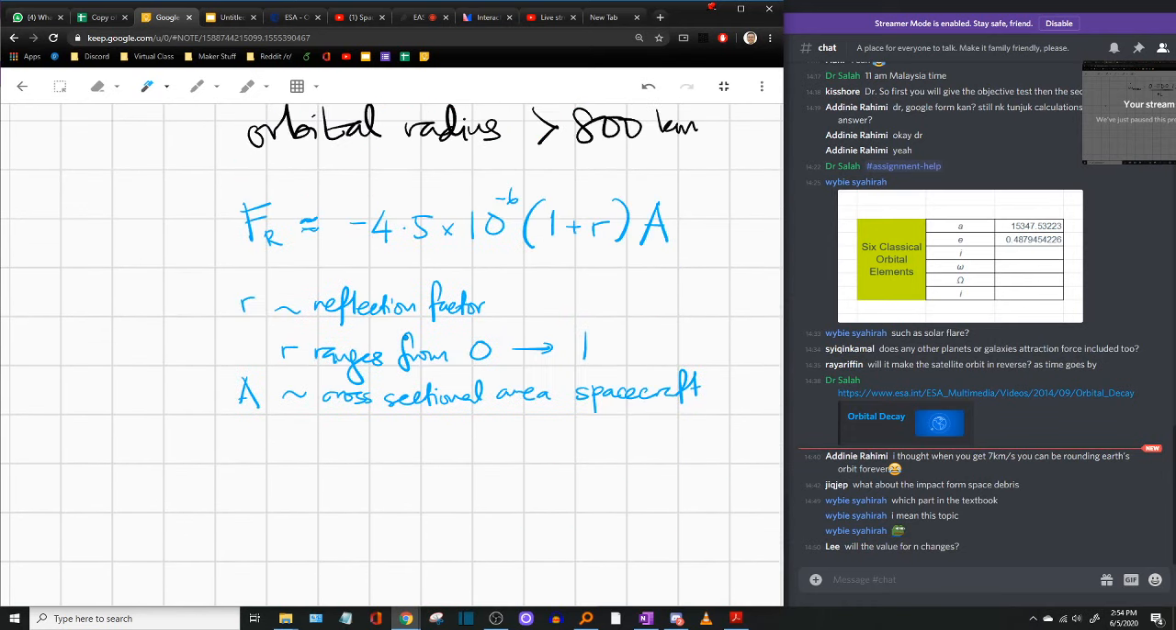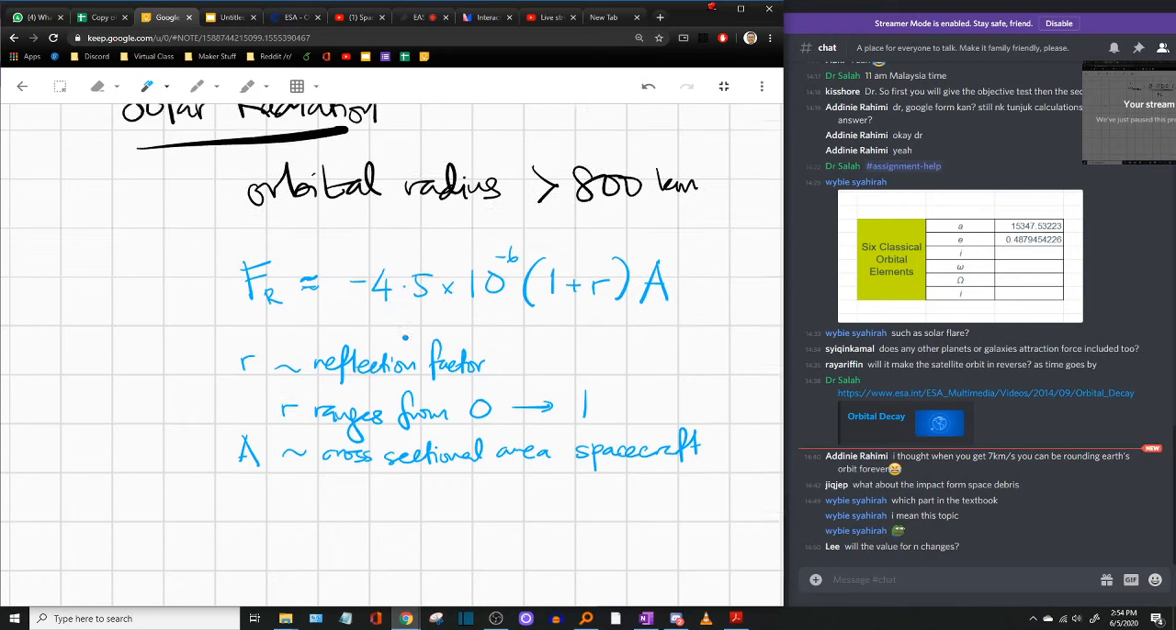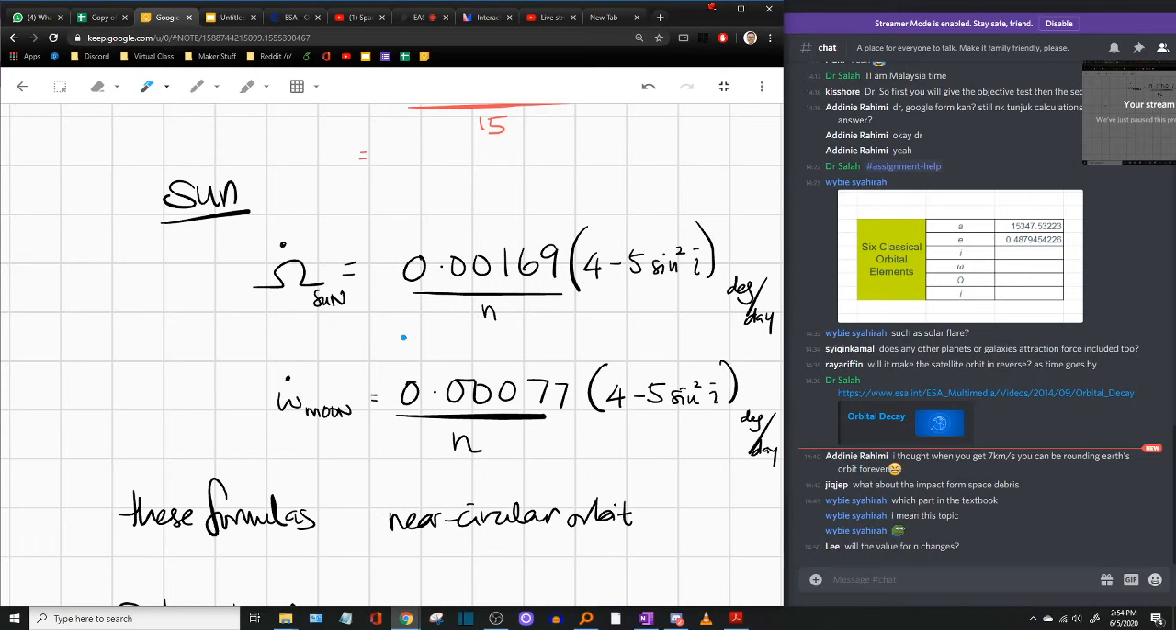Oh, question from Lee: will the value for n change? n, you mean the revolutions per day? Well, in this case the sun and the moon do not change our semi-major axis. They will only change right ascension of ascending node and argument of perigee. Therefore, the value of n in this approximation will not change. So if it stays in, say, an orbit of altitude 600 kilometers, you can calculate how many revolutions per day, and that's your value for n.